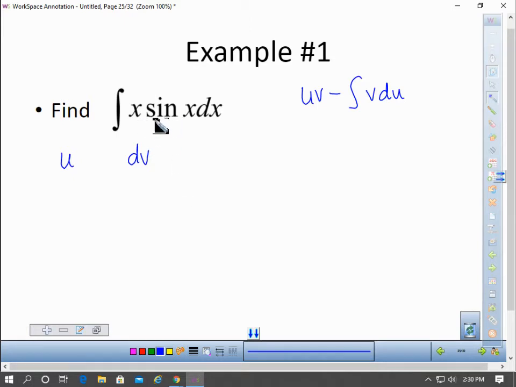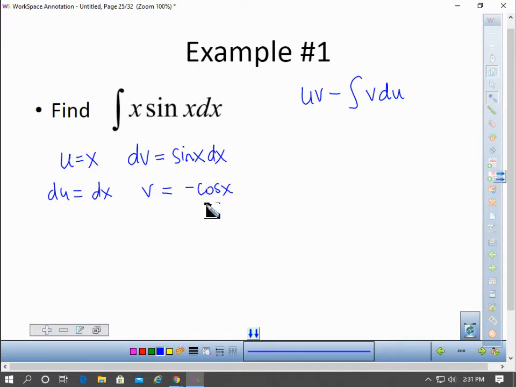For this problem right here, I'm going to pick my U to be the x and the DV to be the sine x dx. Now I'm going to take the derivative on this side. The derivative of U is going to be 1 du, and the derivative of x is going to be a 1 dx. Now for this one, I'm going to do the antiderivative. I'm going to integrate. So to do the antiderivative or integrate dv, that gives me v. And the antiderivative of sine dx is negative cosine.